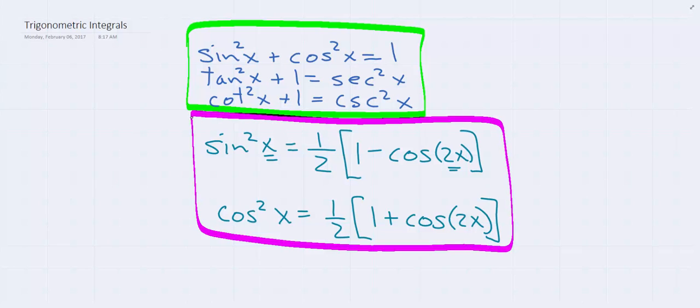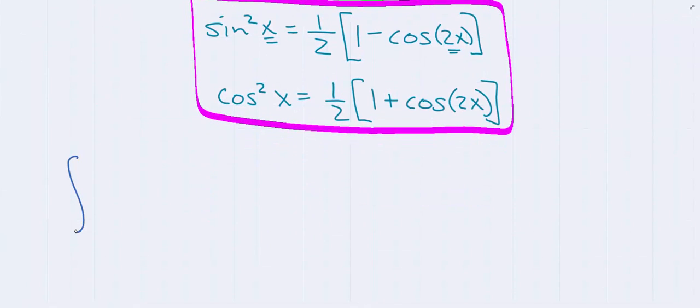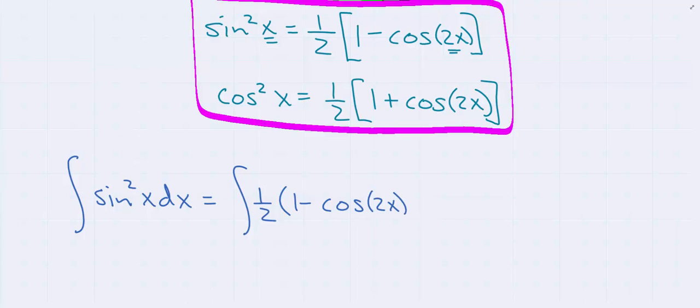So we have the Pythagorean identities, and I'll call these the power reducing identities. What I'm going to look at first involves these power reducing identities. Let's see what happens if you have an integral like this. Let's suppose we have the integral of sine squared x dx. Without that power reducing identity, we really don't know how to approach this. But with it, we can say this is going to be the integral of 1/2 times 1 minus cosine 2x dx.